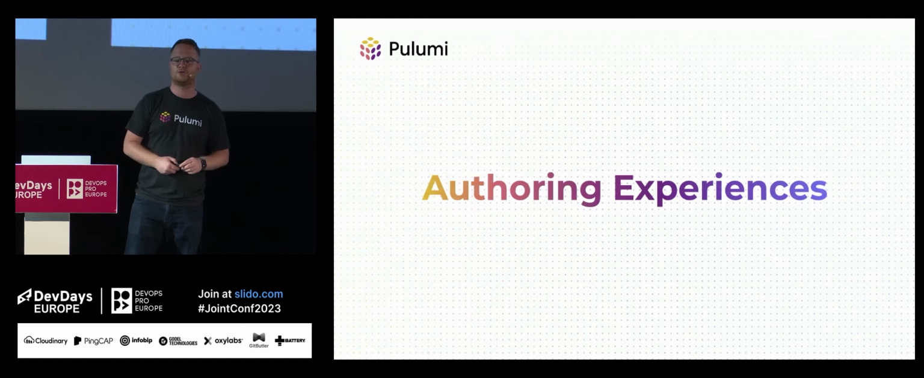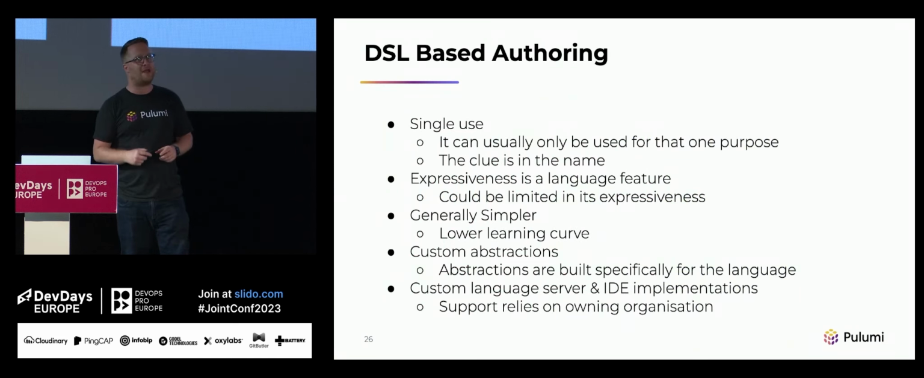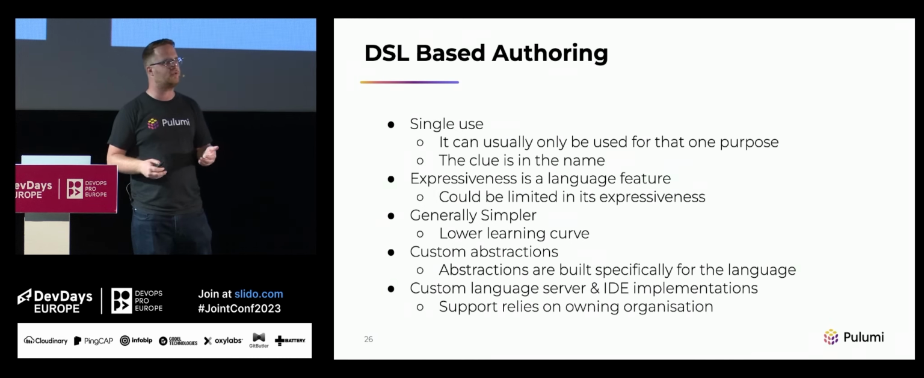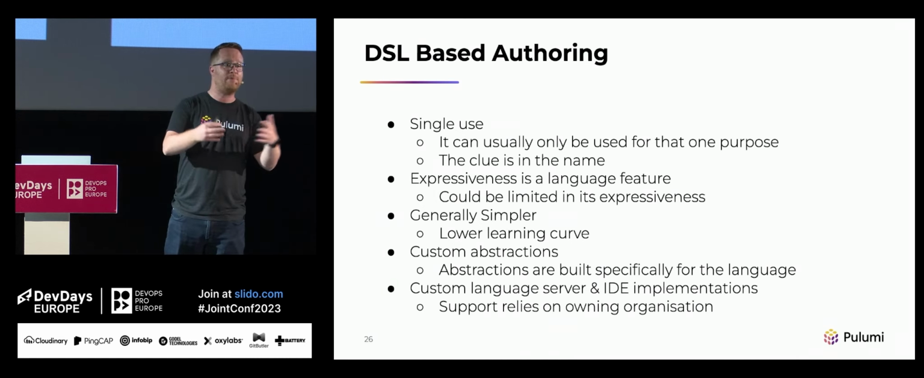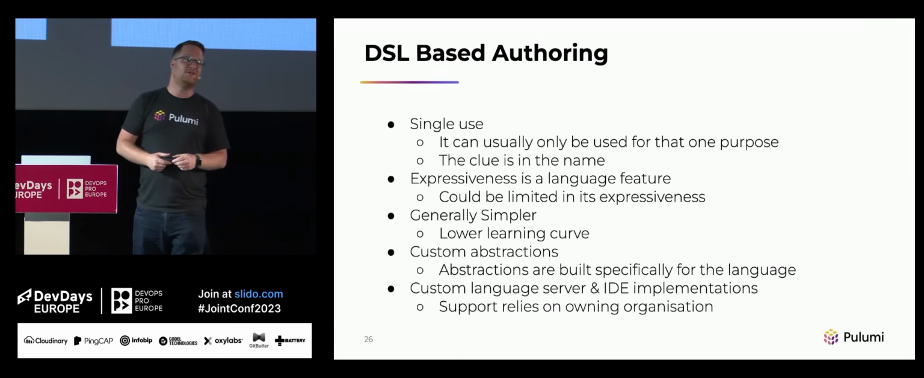So let's look at those two experiences and what it looks like with all of the current available infrastructure as code solutions. So the authoring experience. We already talked about domain-specific languages, and domain-specific languages kind of crept up as a result of us wanting to manipulate a graph of infrastructure. The thing about a domain-specific language is it's domain-specific.